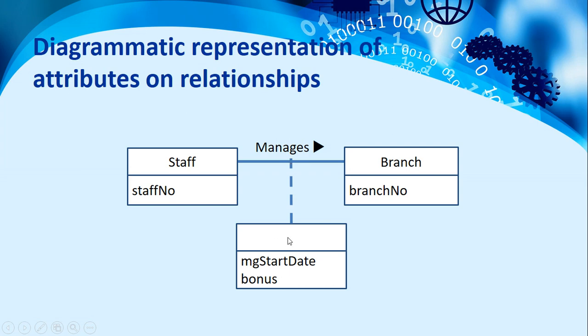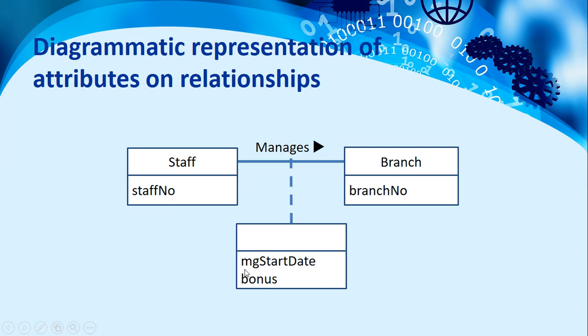Tsaka wala siyang pangalan dito kasi nga hindi man to entity. Attributes man to para sa relationship na to. Itong manages na relationship. So for example, itong manages relationship has the following attributes: manager start date and bonus attributes. Okay.